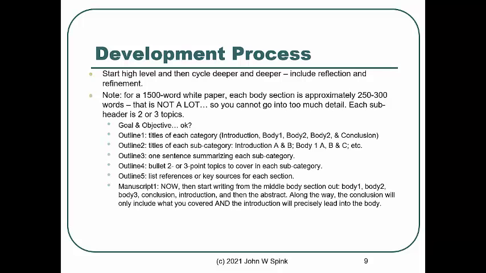Then you write the abstract at the very, very end. And along the way, the conclusion will only include what you covered, and the introduction will precisely lead into the body of the paper. So again, that's why you write from the inside out. Continue that till done, and you're writing a shorter paper. Even if this is an outline for a book, then each of those subcategories could be a chapter, and you're writing the summary for the entire chapter.